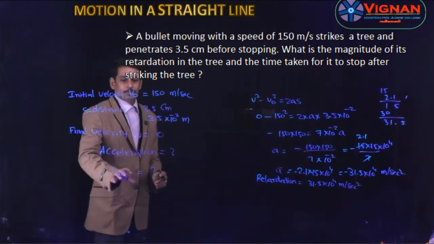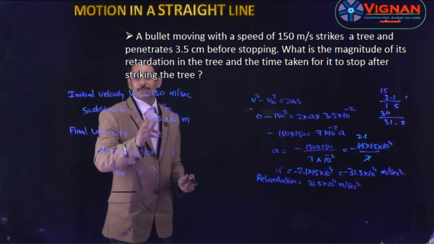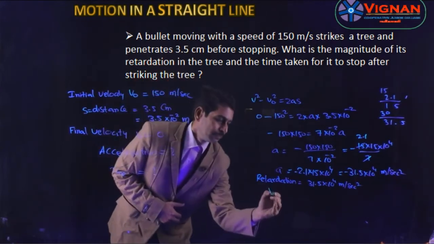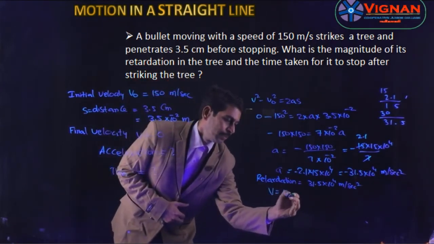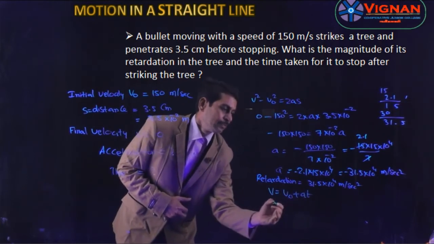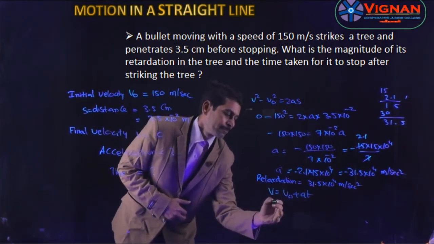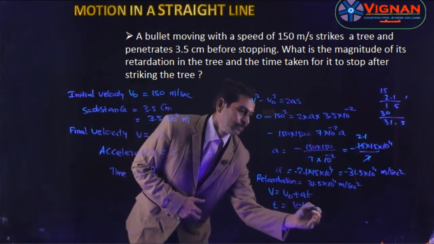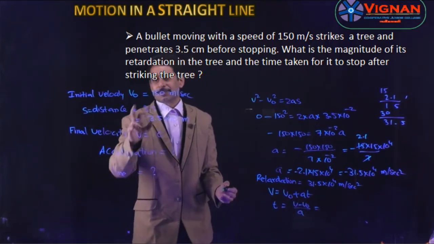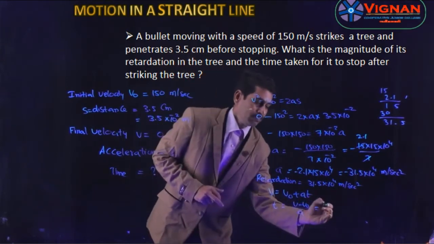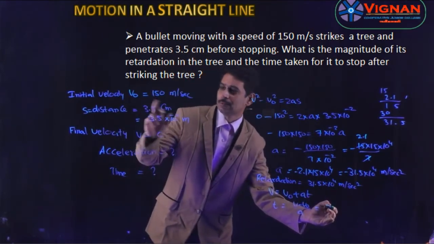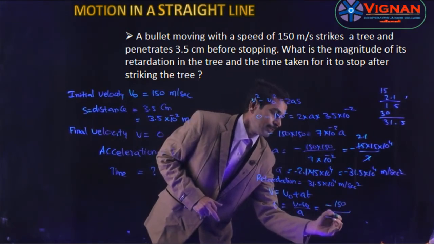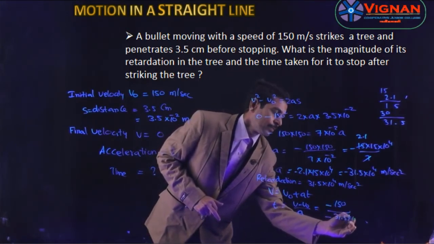And we are asked to find the time. So for that, let us use V is equal to U plus AT. So V is equal to V naught plus AT. So T is nothing but V minus V naught by A. So which is nothing but V, the final velocity, is 0, minus V naught, which is 150, divided by acceleration, minus 31.5 into 10 power 4.